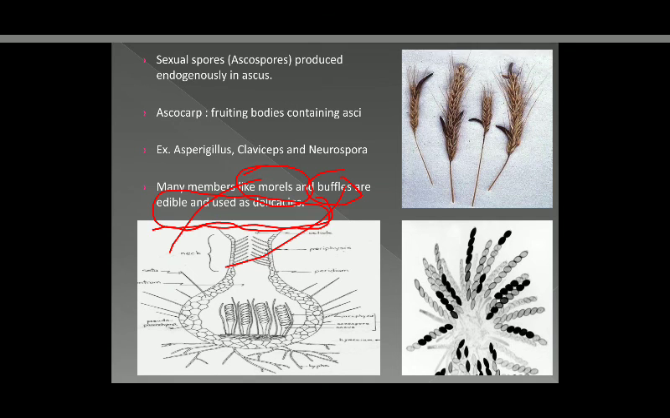So this was all about the Phycomycetes and Ascomycetes. In the next part, we are going to talk about Basidiomycetes and Deuteromycetes. Till then, stay blessed and stay safe.